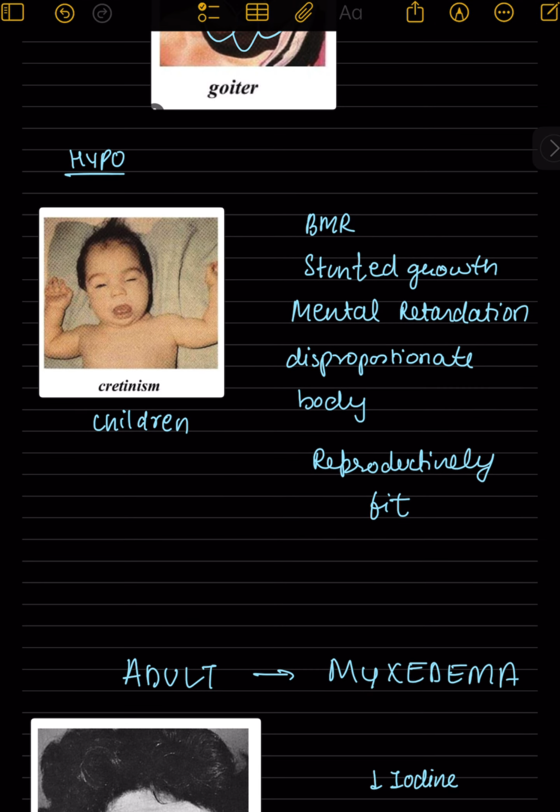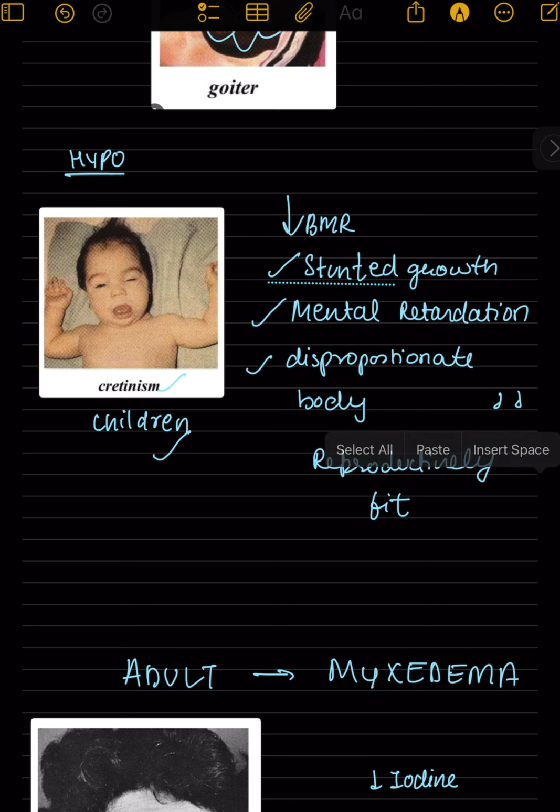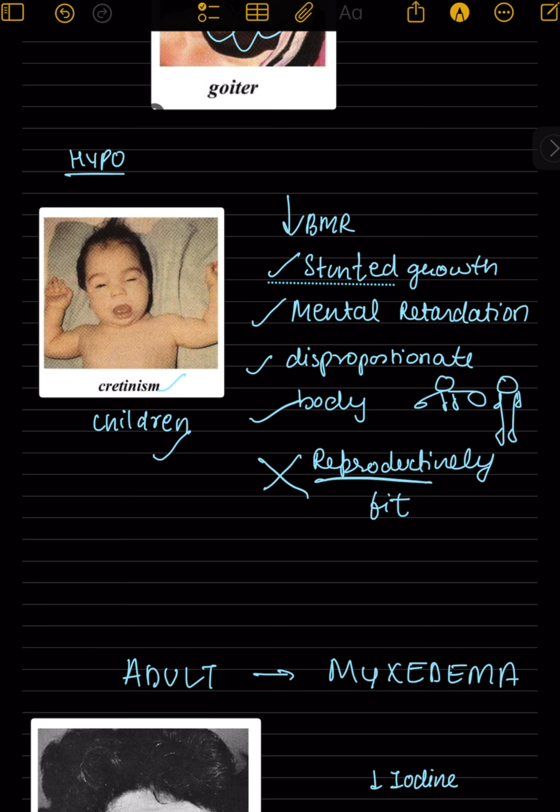Now, hypothyroidism in children is known as cretinism. In it, there is a decreased basal metabolic rate which leads to stunted growth, mental retardation, disproportionate body size, meaning either hands could be small and legs could be long, or hands could be normal size and legs could be short. And these are reproductively not fit. We can also see a protruding tongue.